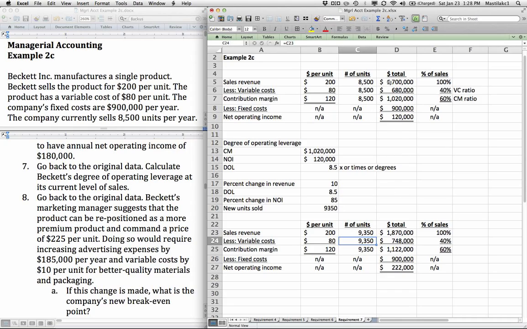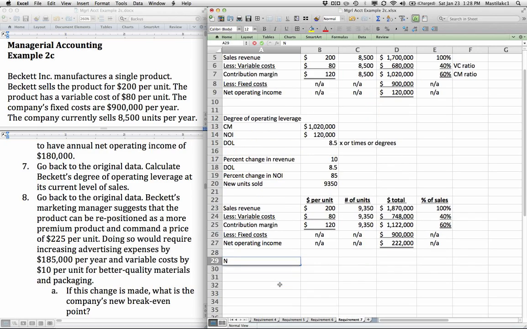And again, we can see the difference here. 10% of 1.7 million is 170,000. Add that to the 1.7 million, you get 1.87 million. Contribution goes up to 1.122. Fixed costs stay the same because they're fixed, and net operating income is $222,000. So our new NOI is 222. Our old NOI before the change is 120. So our change in NOI is the difference here, or 102.